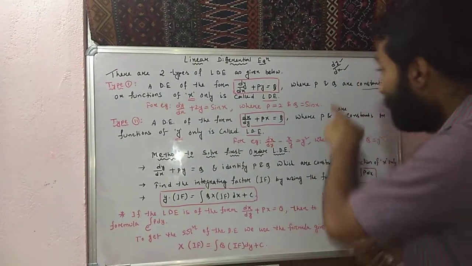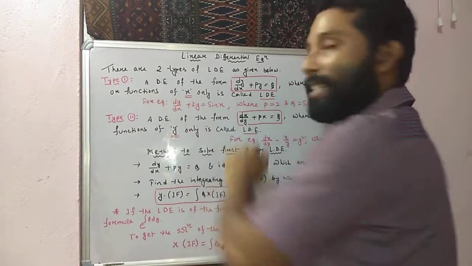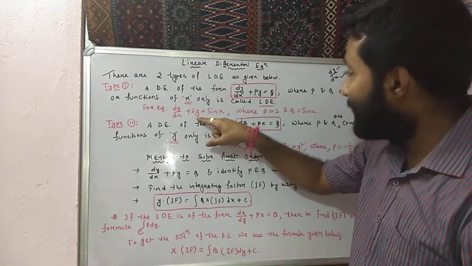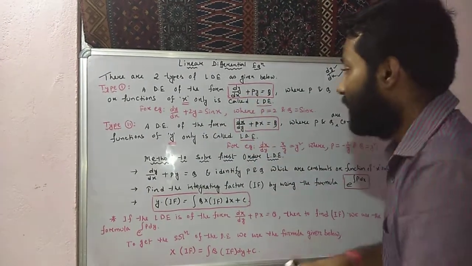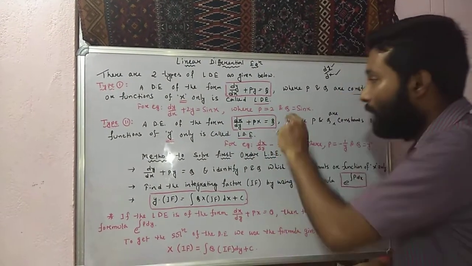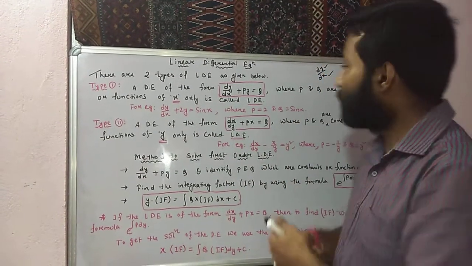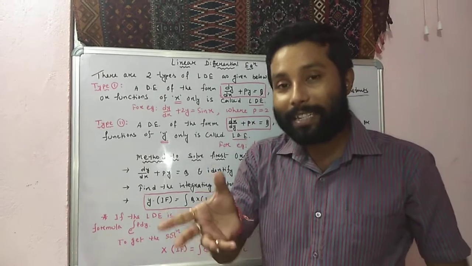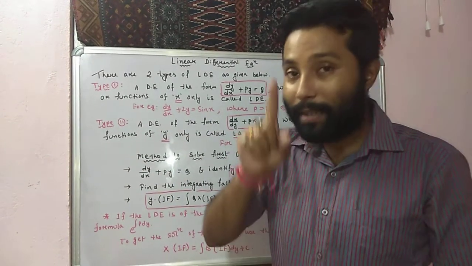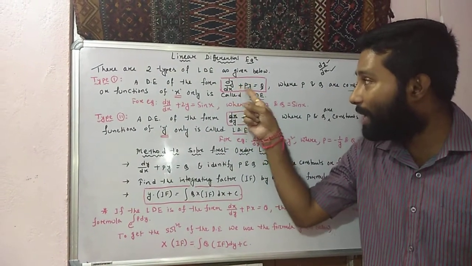You can observe p and q क्या है? Constant, or you can say functions of x only. In this example, if you compare this example with this standard equation, we can say that p is equal to 2, which is a constant term, and q is equal to sin x, which is a function of x. Yes or not? So p and q are either constants or functions of x only.